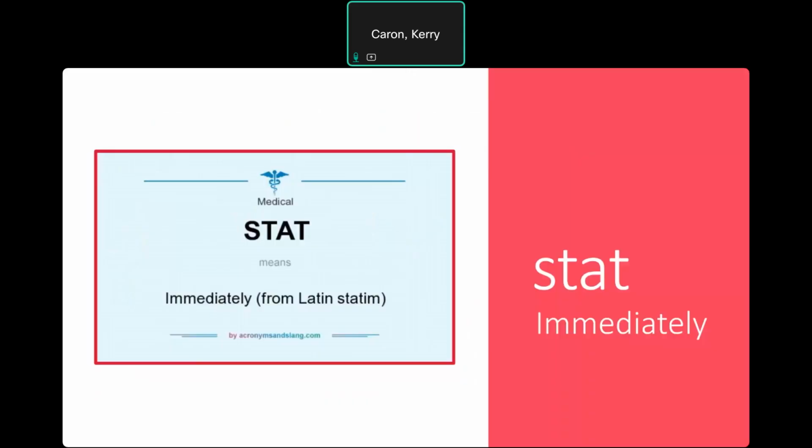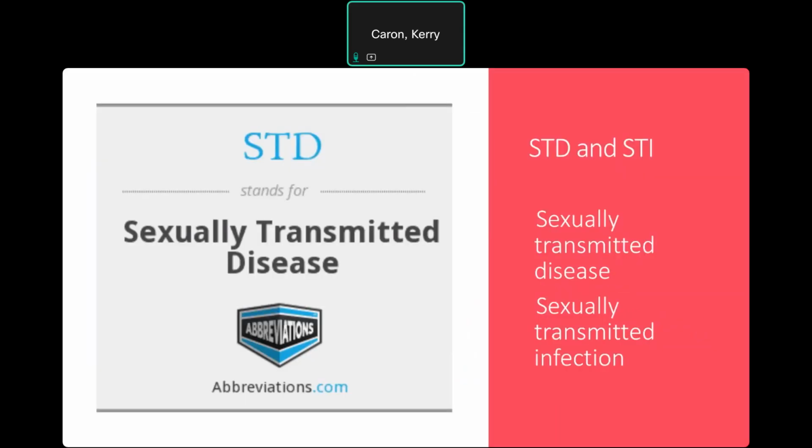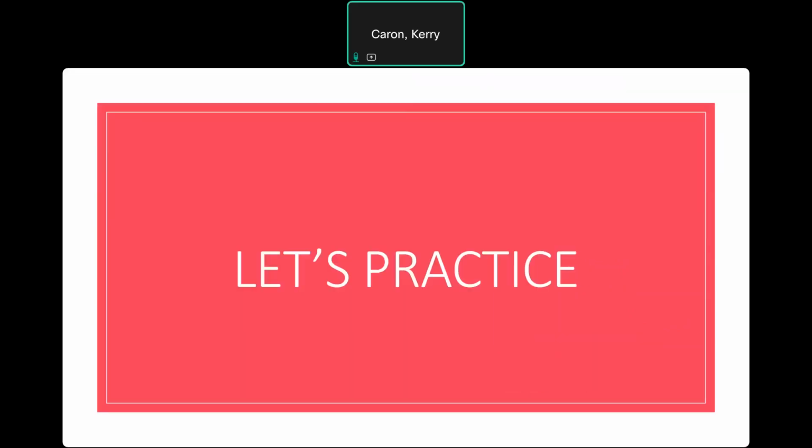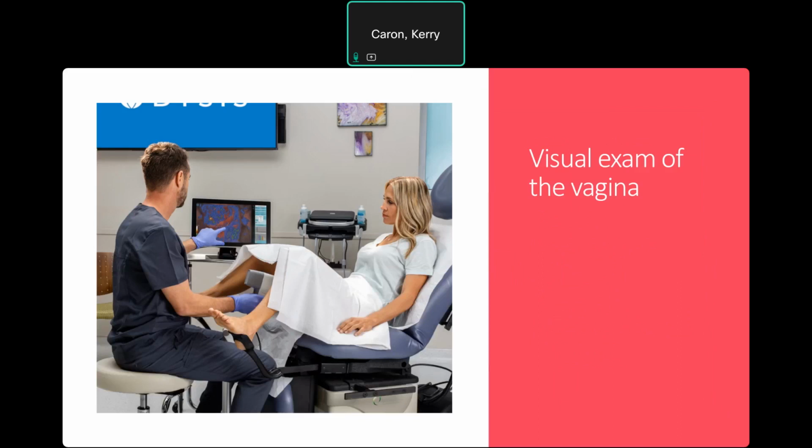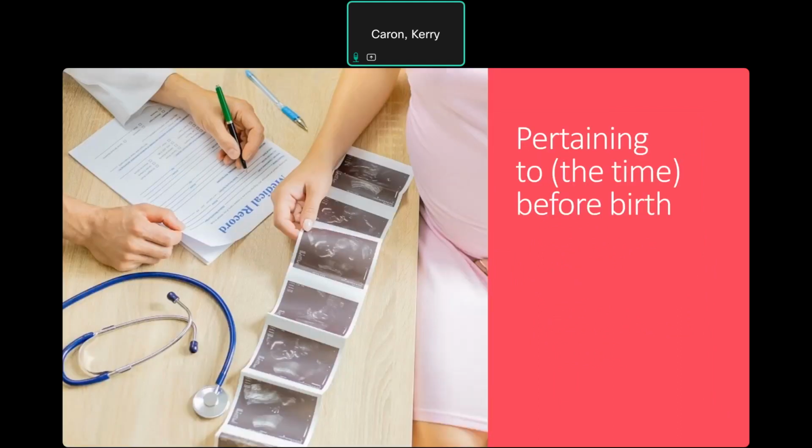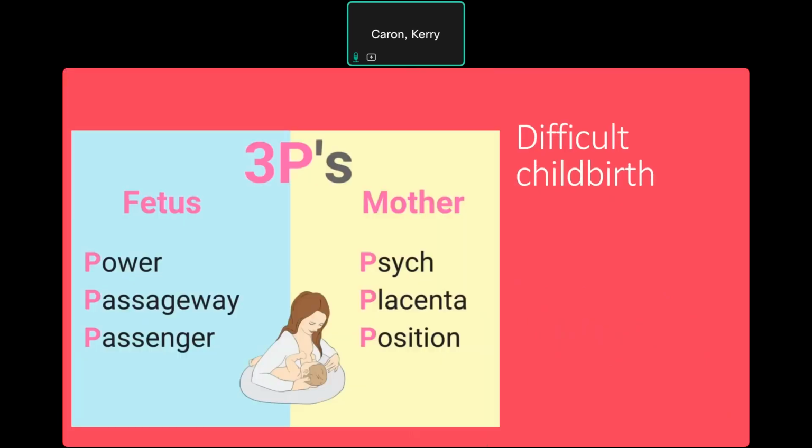Okay, stat means immediately. STD is sexually transmitted disease, and STI is sexually transmitted infection. Okay, and then we come to practice slides. So you can go through and quiz yourself on these practice slides. And that's the female reproductive system.